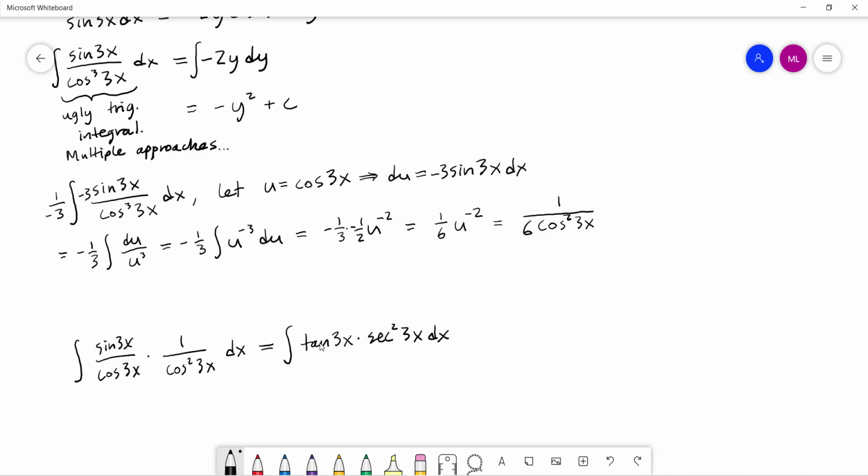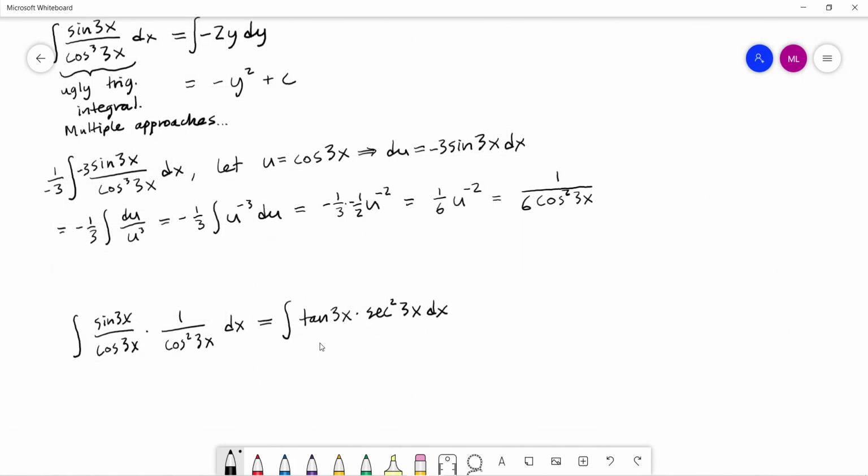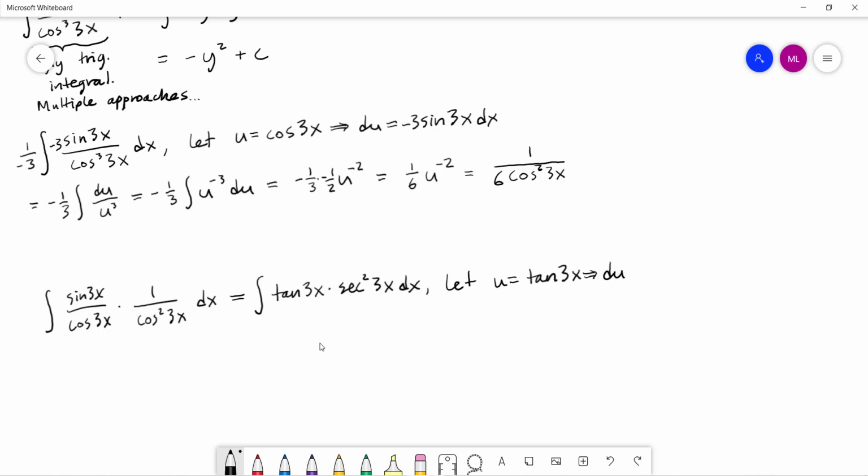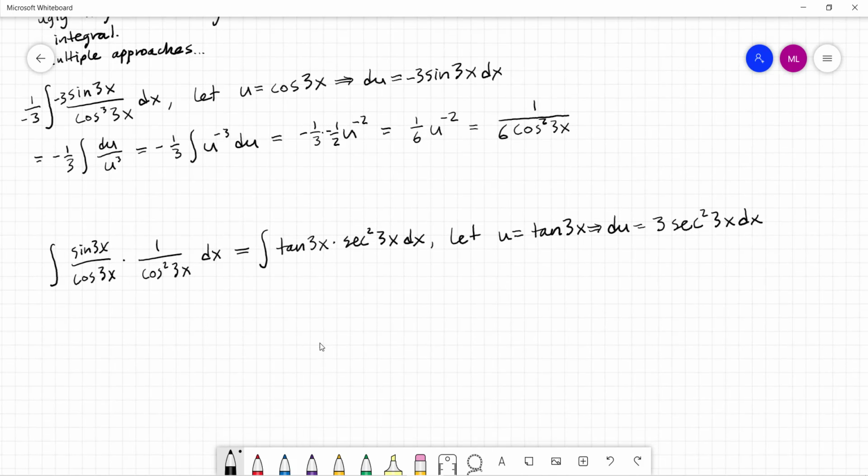Let me do the one that involves letting tangent be our u. So I could let u be equal to tangent of 3x. And that means that my du is going to be the derivative of that. So the derivative of tangent is secant squared, so this would be a secant squared of 3x dx. But I'm also going to pick up by chain rule a factor of 3 in there.